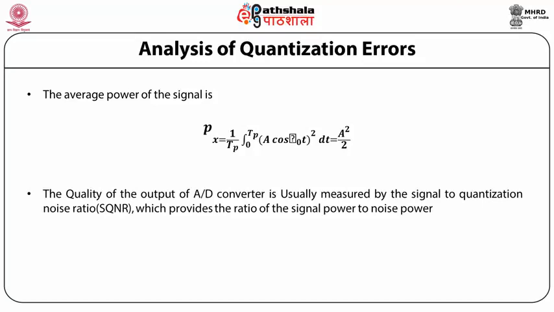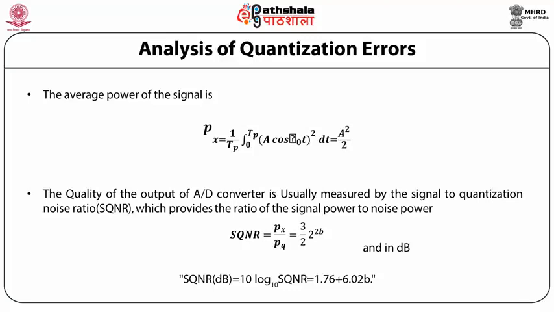The quality of the output of the A to D converter is usually measured by the signal to quantization noise ratio, SQNR, which provides the ratio of the signal power to the noise power. That is, SQNR equal to Px by Pq equal to 3 by 2 multiplied by 2 to the power 2b, and in decibels, SQNR in dB equal to 10 log SQNR equal to 1.76 plus 6.02 b.